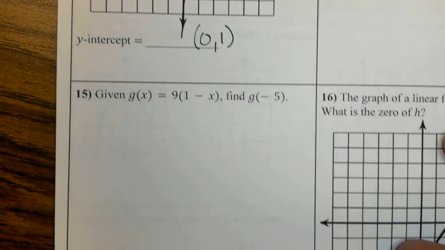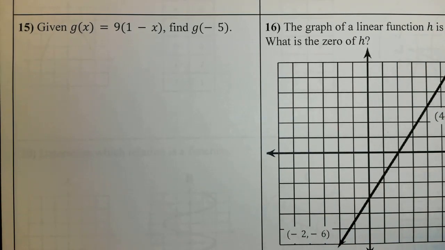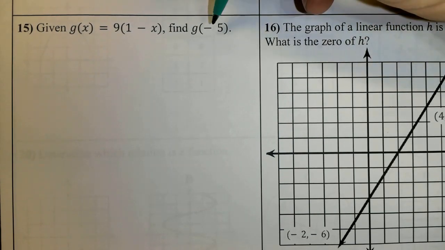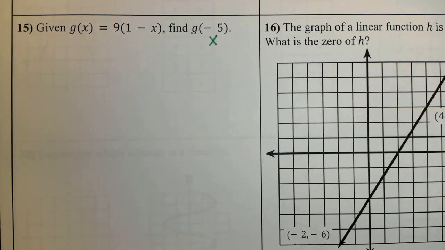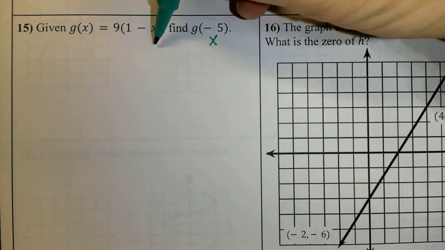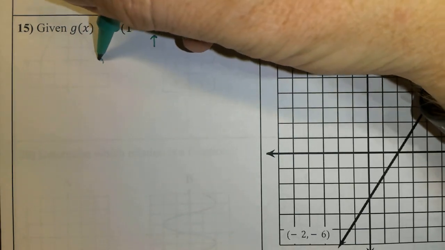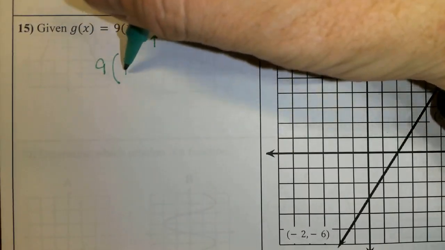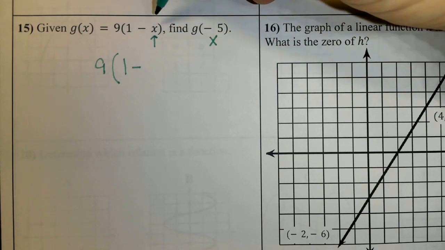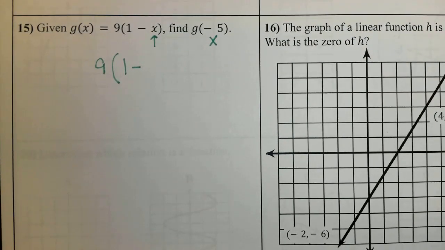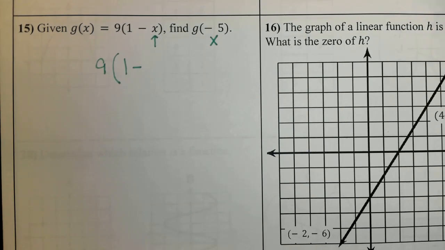If only. Okay, 15. Given g of x equals 9 times 1 minus x, find g of negative 5. Well, I always say if it's in parentheses, it's x, right? Which means I'm going to replace this x with that number and just solve. So I'm going to have 9 times 1 minus. Now, this is where a lot of people mess up. So if you're watching this video and you're watching this question, good for you. You'll get the little insider secrets, right?